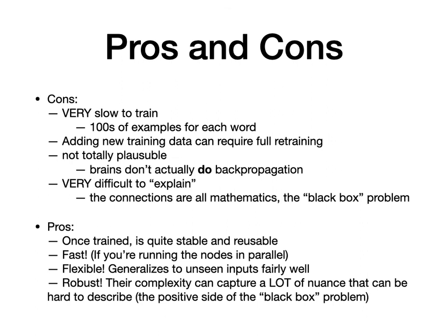It's fast if you're running things in parallel, so it's only as many layers as there are steps. It's flexible, so it can generalize to unseen content. And it's robust in a general sense. With this complexity, you can capture a lot of nuance that can actually be hard to describe. This is actually the positive side of the black box problem. The idea that because this thing is a black box that runs on math, it can capture things that we might not have been able to explain.